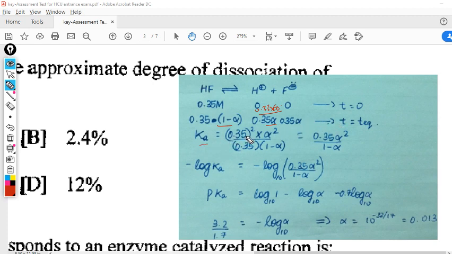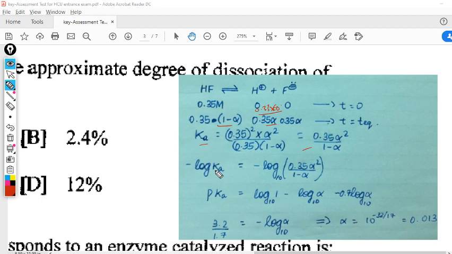So Ka is the acid dissociation constant, which is the concentration of the products by the concentration of the starting materials at equilibrium. So 0.35 square and alpha square by 0.35 into 1 minus alpha. This results in 0.35 alpha square by 1 minus alpha. And next, conversion of Ka into pKa.